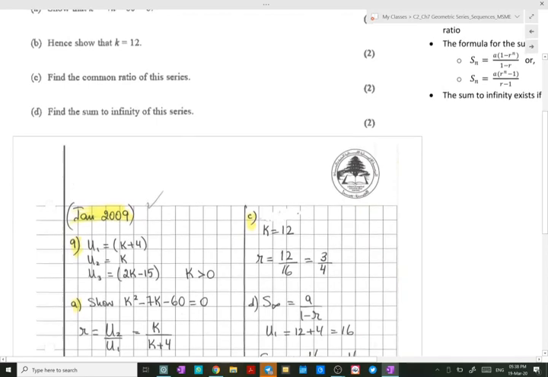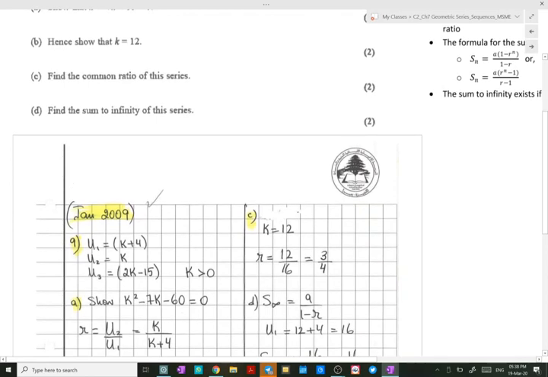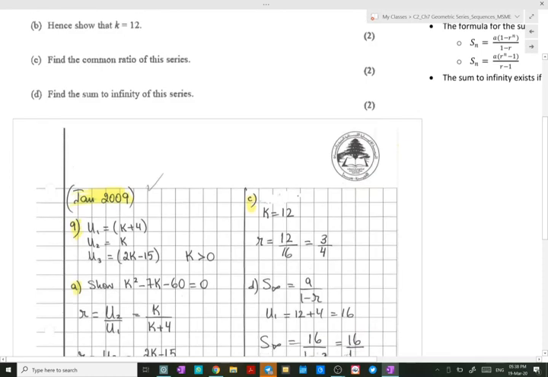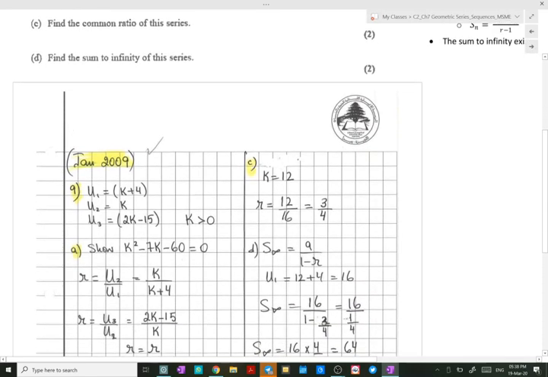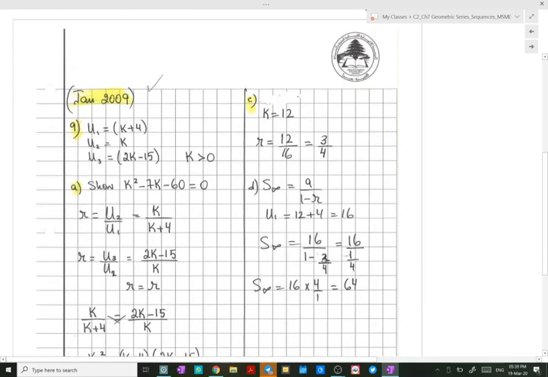Now, in order to show that k squared minus 7k minus 60 equals 0, we have to establish a relationship between the first three terms. Since this is a geometric sequence, the ratio of two consecutive terms, u2 over u1, equals r. Replacing the values of u2 and u1, you get k over k plus 4. At the same time, u3 over u2 is also equal to the same common ratio r. Therefore, you replace the values of u3 and u2.